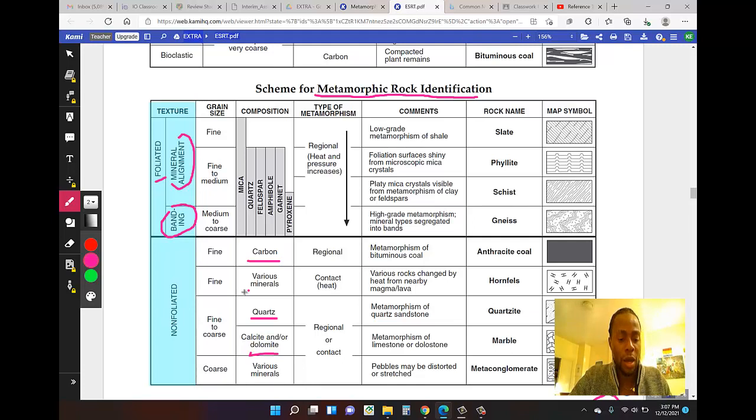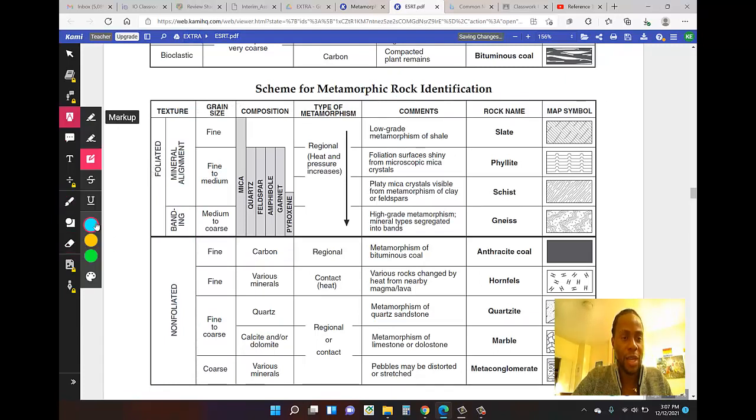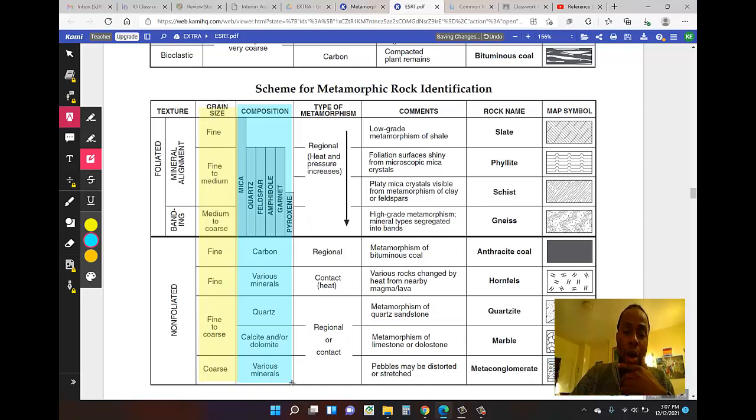All right, next we're going to look at grain size. Grain size here, which is this column, you can see fine to coarse, medium to coarse. They have various grain sizes. After that is composition. Composition simply tells you the kind of minerals that rock is made up of. Once again, rocks are made up of minerals. It's minerals that come together to form rocks.